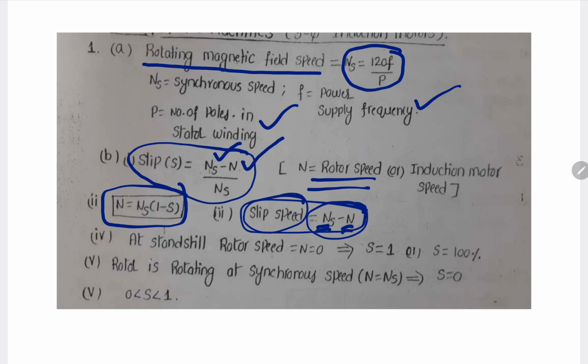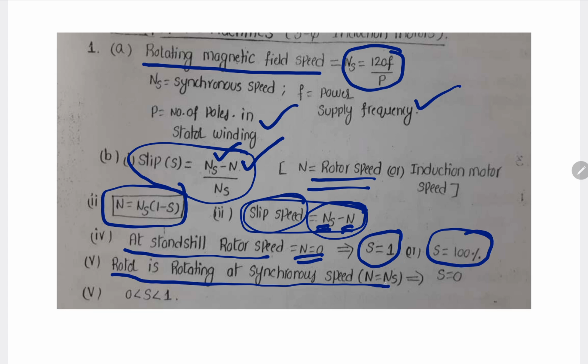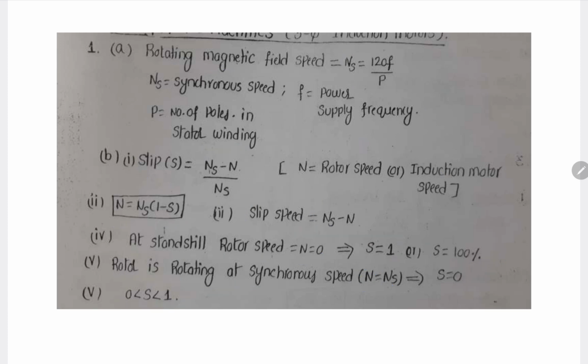Slip speed. At standstill condition, what is the rotor speed? Rotor speed N is equal to 0. Then we get the slip s equal to 1, or slip equal to 100%. When the rotor is rotating at synchronous speed, that means N is also equal to ns. Then ns minus N becomes 0, so slip becomes 0. Usually the slip value is in between 0 and 1.